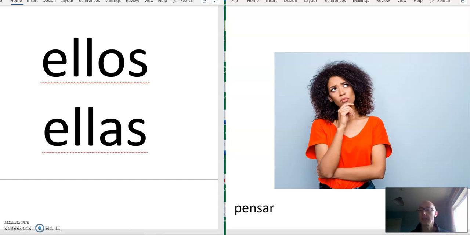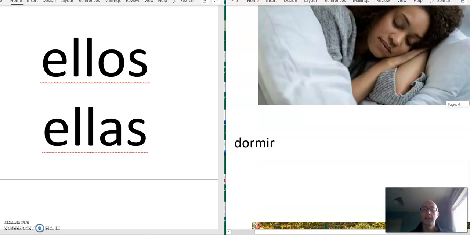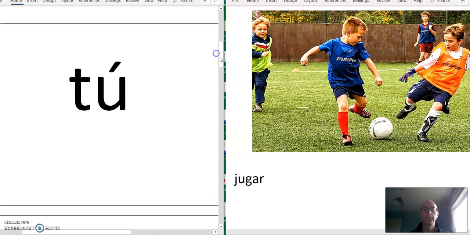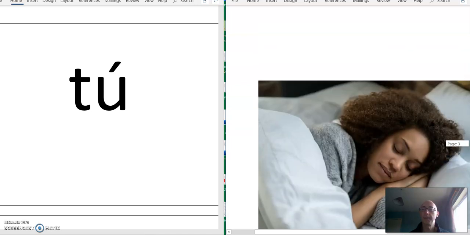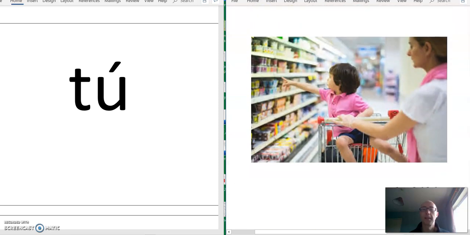Very quickly, let's try it randomly. Ellas, take different verbs. Cierran. Juegan. Let's try tú. Duermes. Piensas. Quieres. You want to ask somebody, what do you want? ¿Qué quieres?